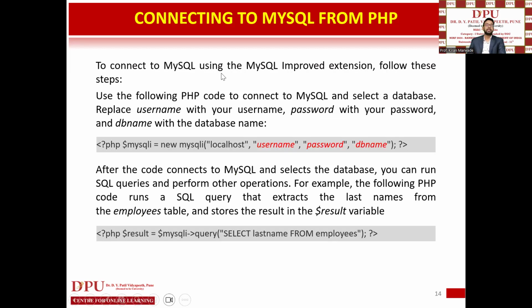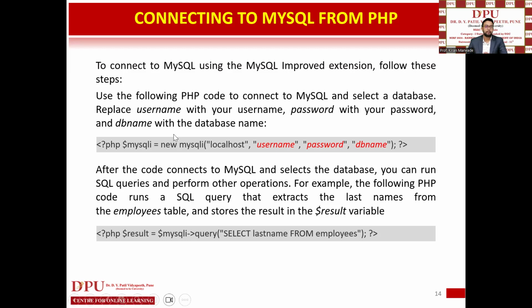So to connect to MySQL using the MySQL improved extension, you need to follow these steps. What is the first one? Use the PHP code to connect to MySQL and select the database. Replace the username with your particular username or password, whatever you have stored. Then you need to mention the particular database name. You need to match it with the database name. So this is what you can do. This is how you will insert the query there.